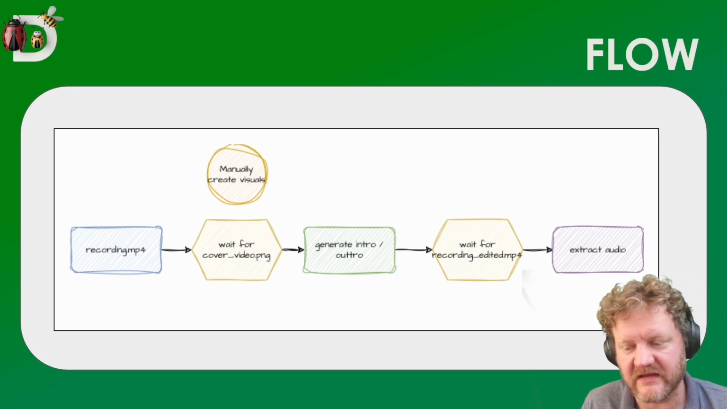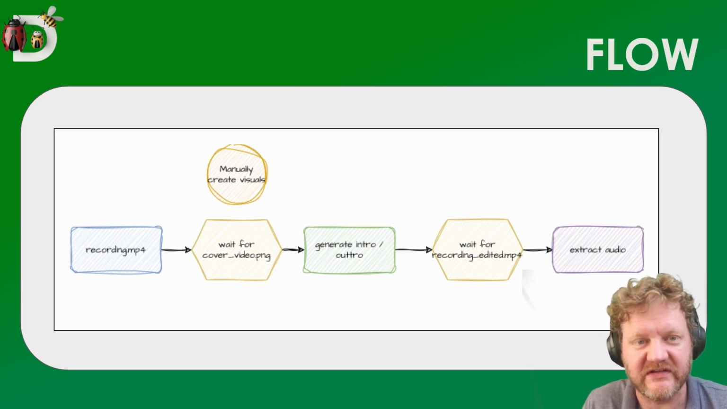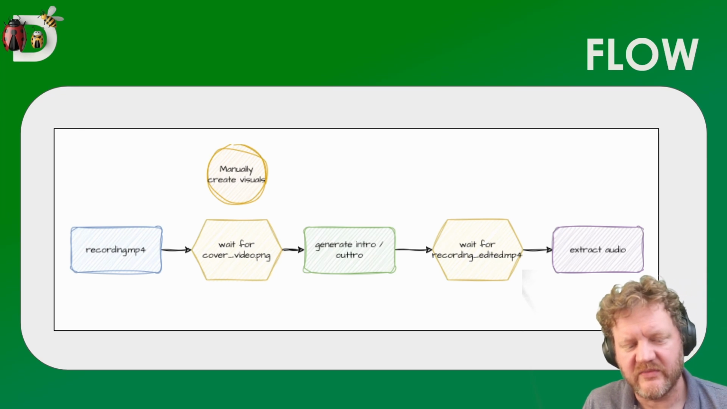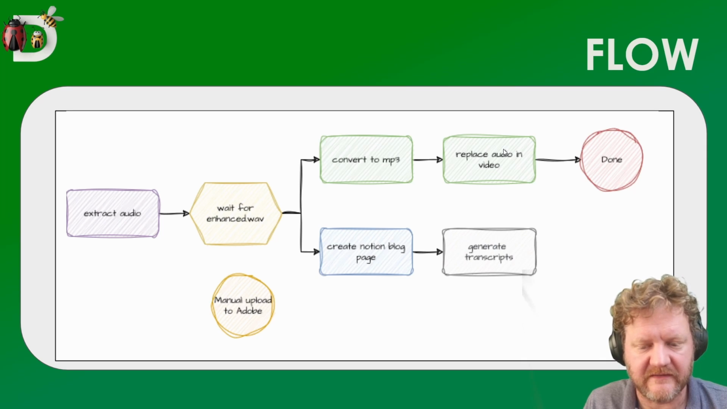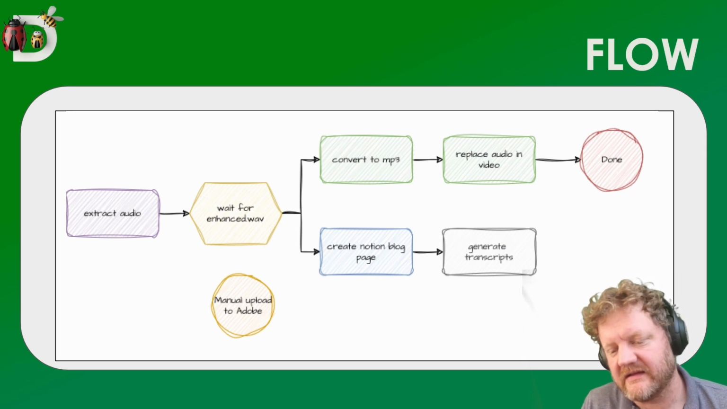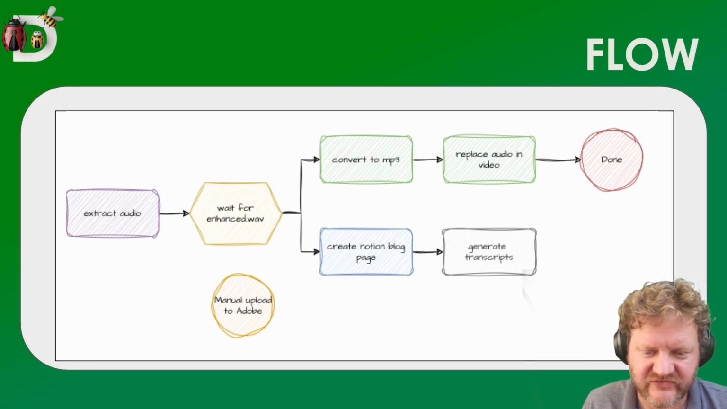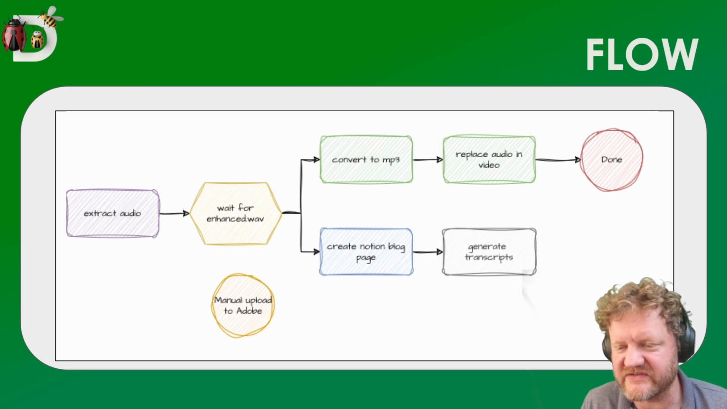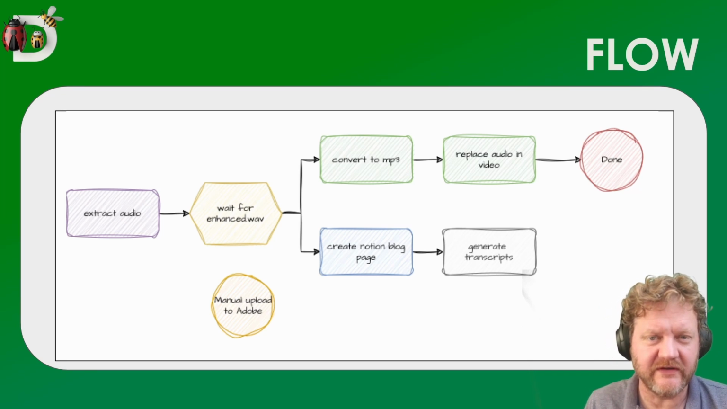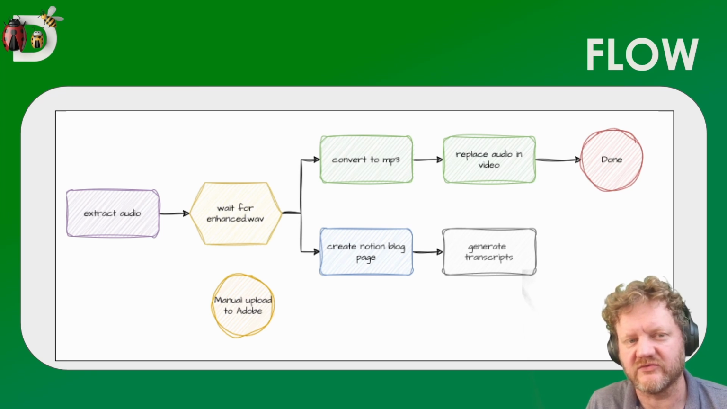And the script then takes over, and it extracts the audio from the video, because in the next step, I upload the audio manually to Adobe Podcast Enhance. And once that is done processing, I save it, and the script waits for the enhanced file. That's a WAV file. It's the output from Adobe Podcast, and then the flow splits into 2 parts. It converts it to MP3, and that MP3 file I can then upload to CustomPod because then it's done.